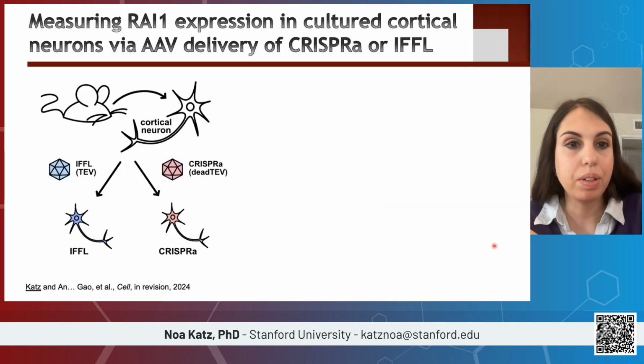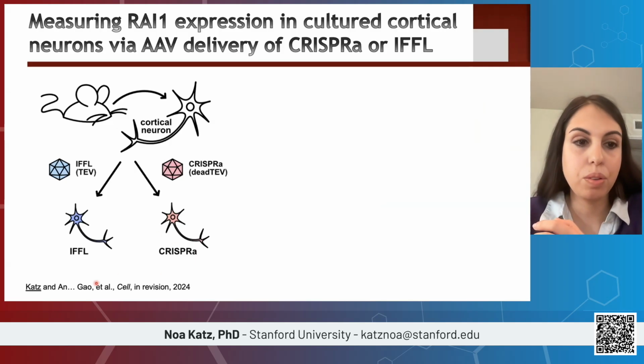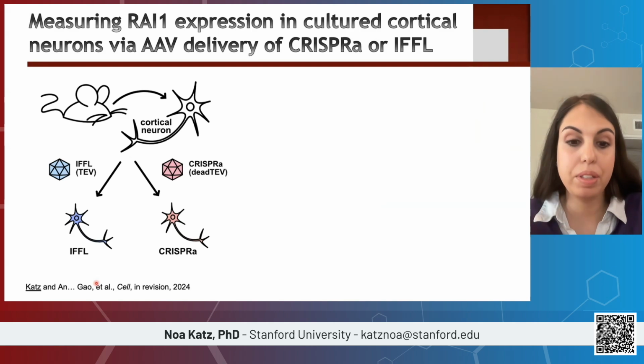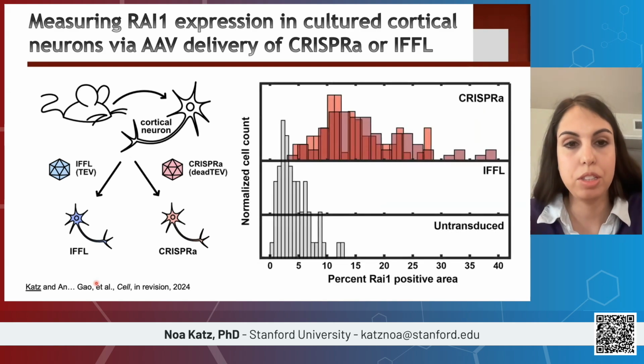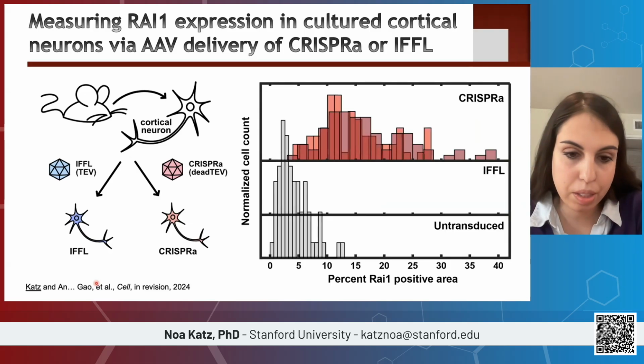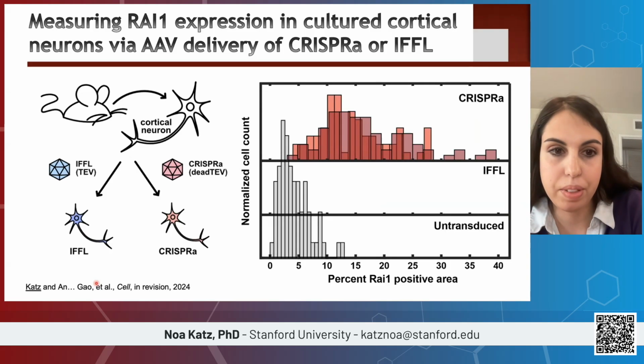First, we activated RAI1 in cultured mouse cortical neurons, where we delivered AAVs with either the CRISPR activation system, here in red, or with the IFFL, where we have the inhibitory arm as well. So we did microscopy and imaged single mRNA transcripts, and here we quantified them. You can see the percentage of the RAI1 positive area and the normalized cell count on the y-axis.